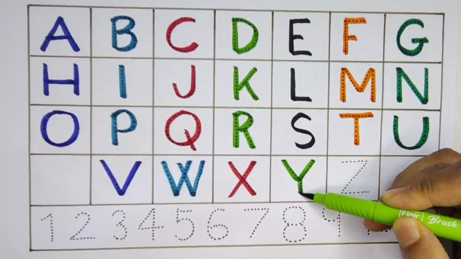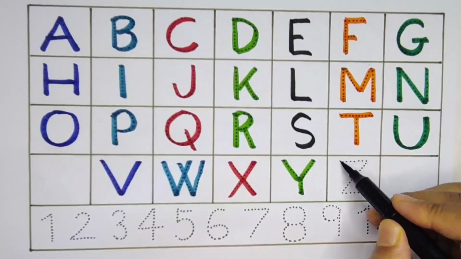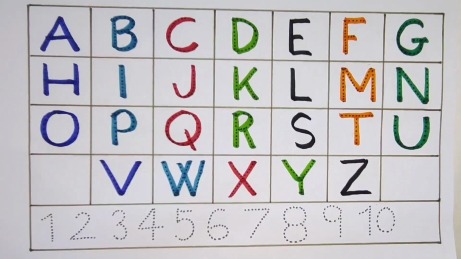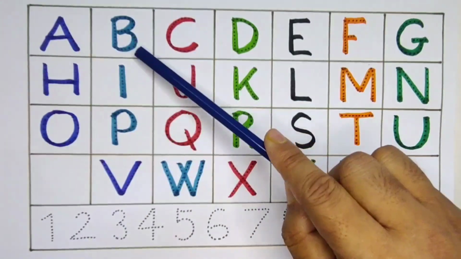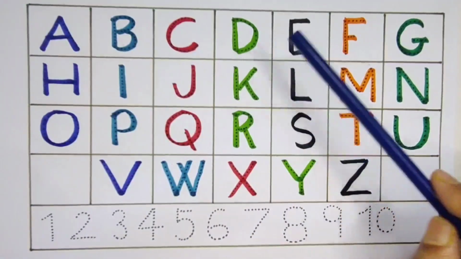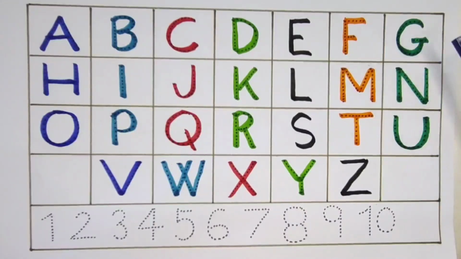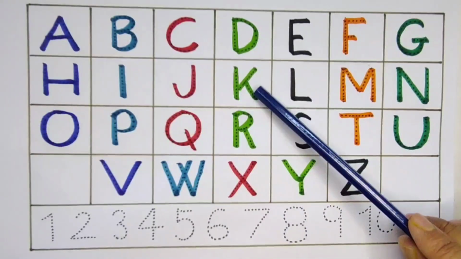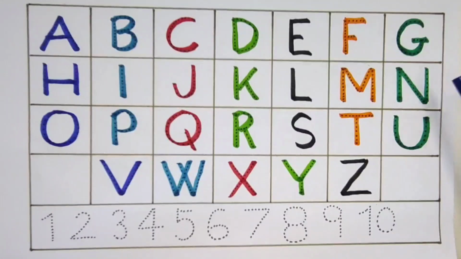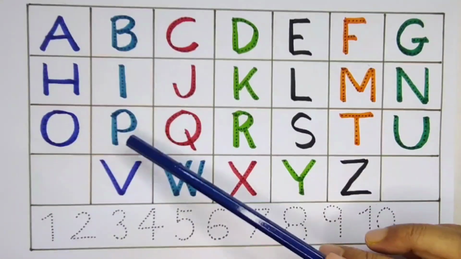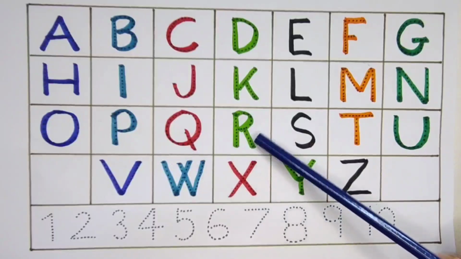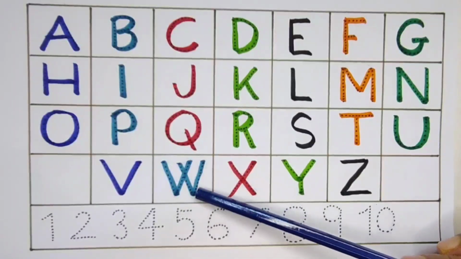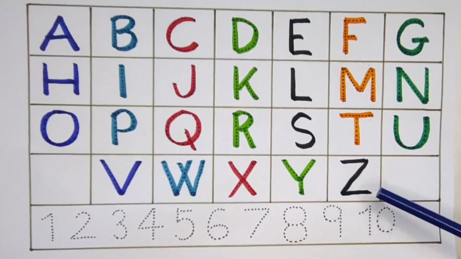Y for York. Z for zoo. What we learn? We learn A, B, C, D, E, F, G, H, I, J, K, L, M, N, O, P, Q, R, S, T, U, V, W, X, Y, and Z.